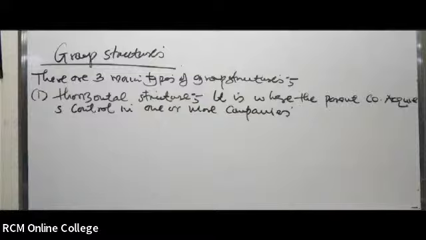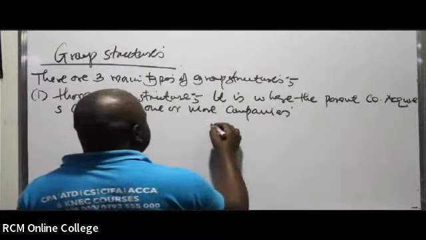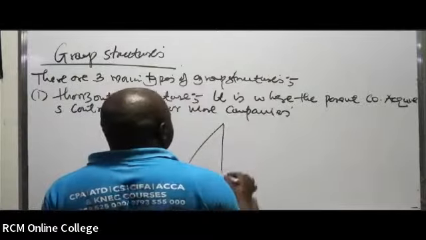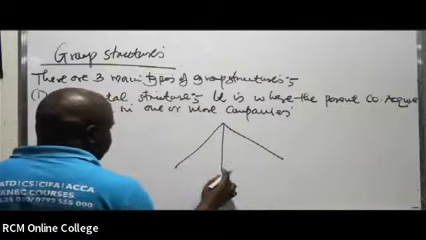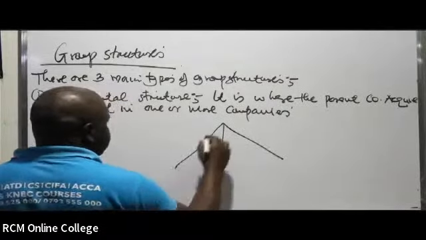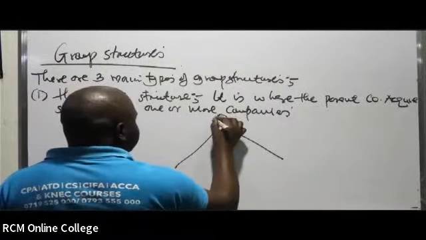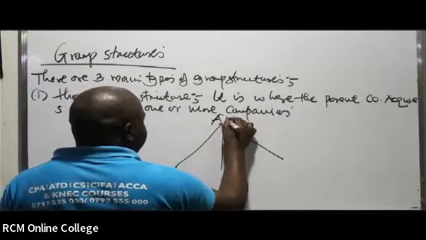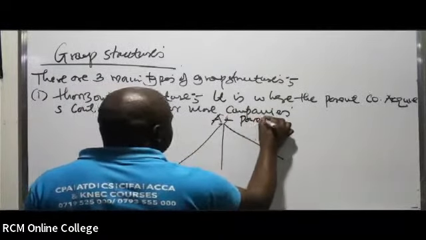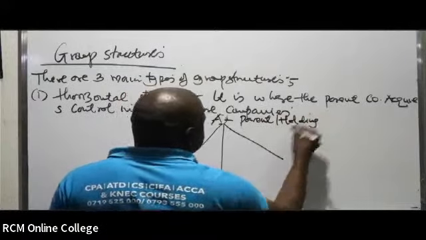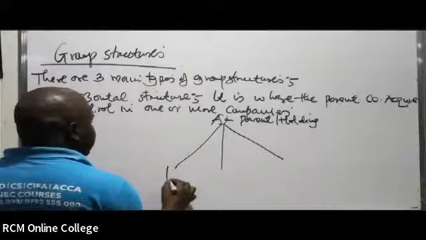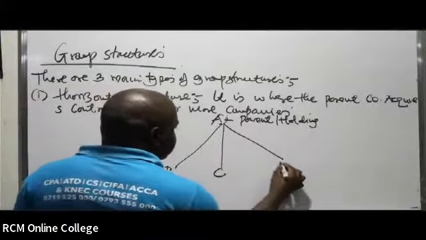So in this case, it looks like this, so we can draw it. It is horizontal. We have A, which is the parent company, or we call it the parent or holding company. You can have B, C, D.